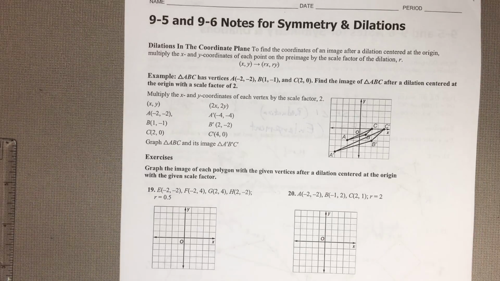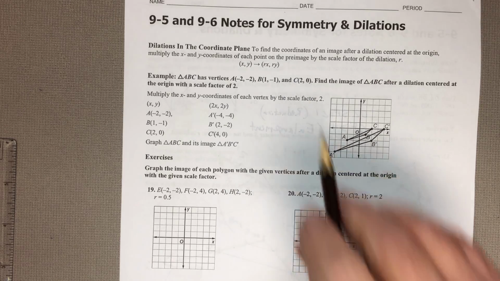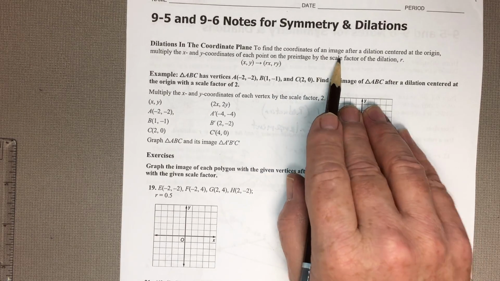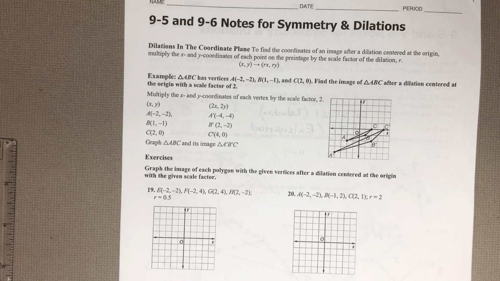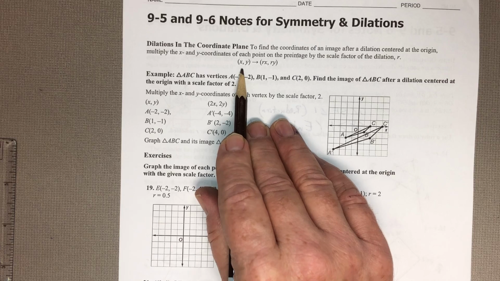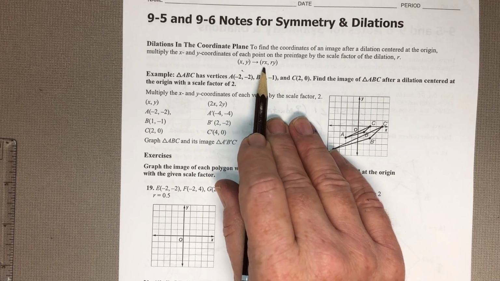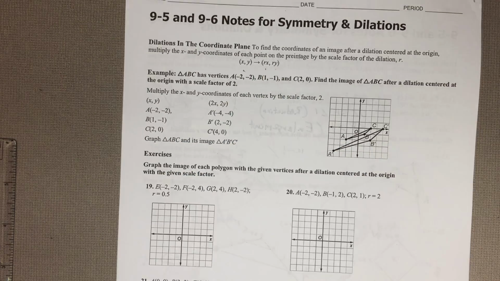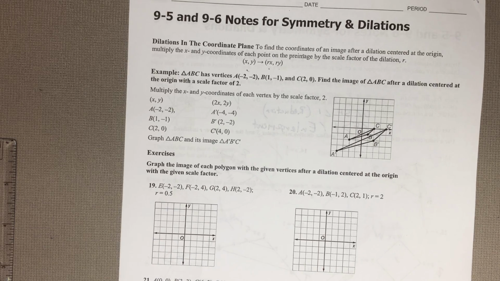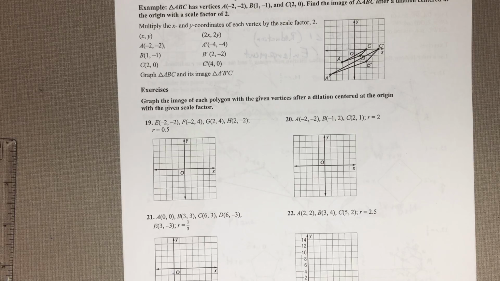On the next side, we are talking about dilations in the coordinate plane. To find the coordinates of an image after a dilation centered at the origin, multiply the x and y coordinates of each point on the pre-image by the scale factor. In other words, (x, y) changes to (rx, ry), if r is the scale factor. We're going to do these examples down here, at least 2 of them.